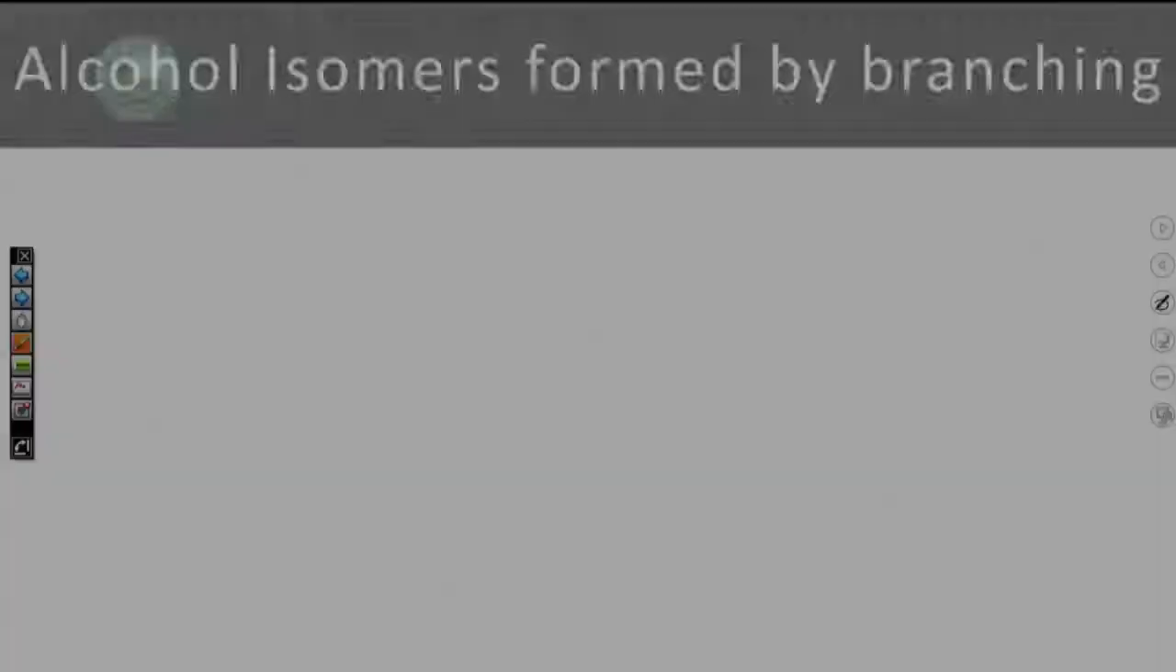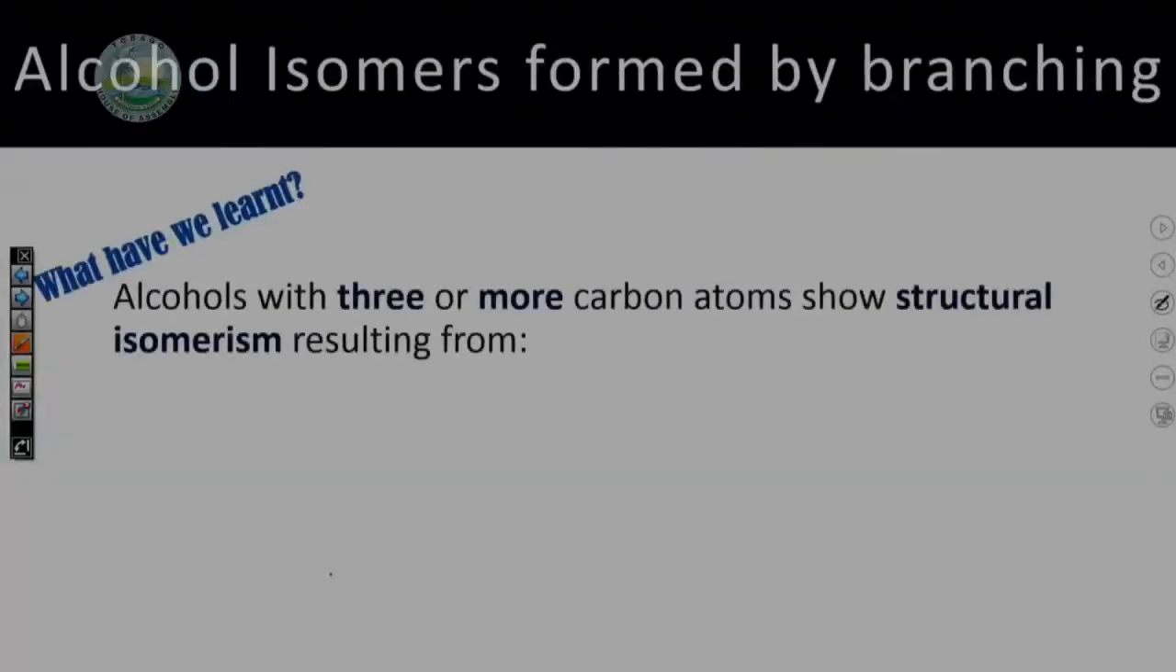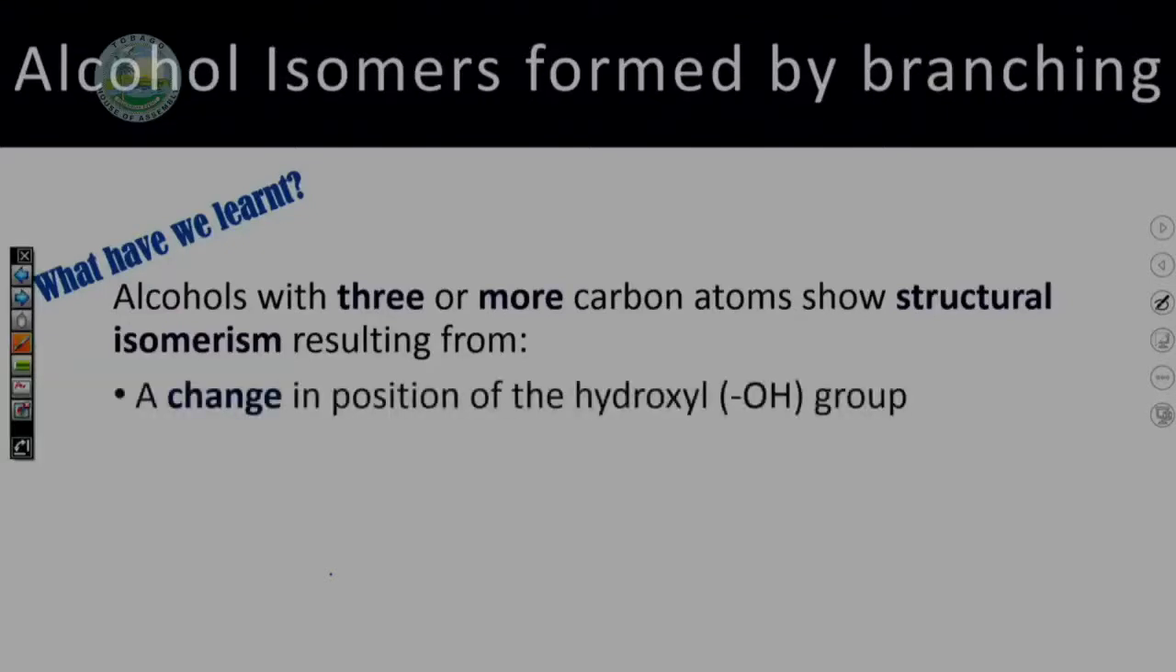So let's press ahead. What have we learned so far? We learned that alcohols with 3 or more carbon atoms show structural isomerism, resulting from a change in position of the hydroxyl group, as I said, that's the first step we take, as well as branching of the molecule.